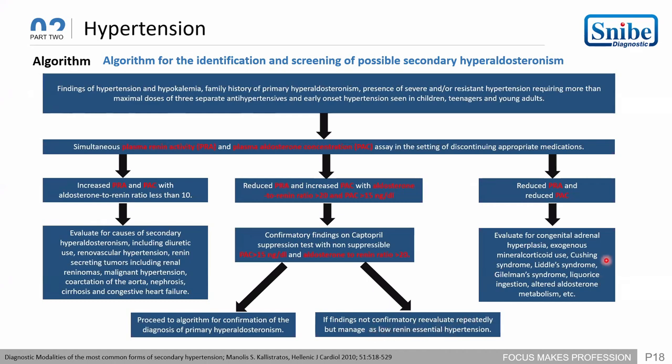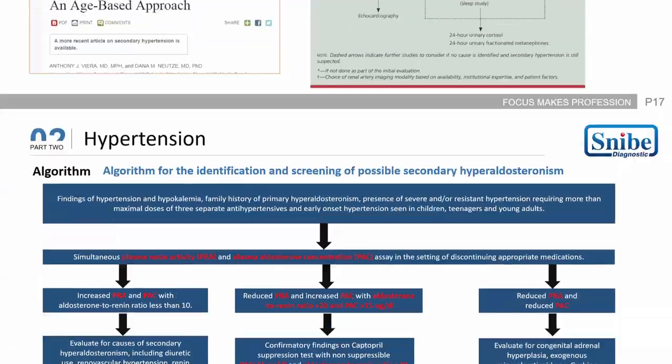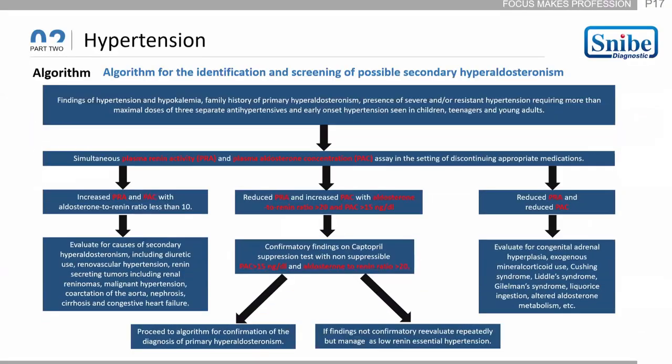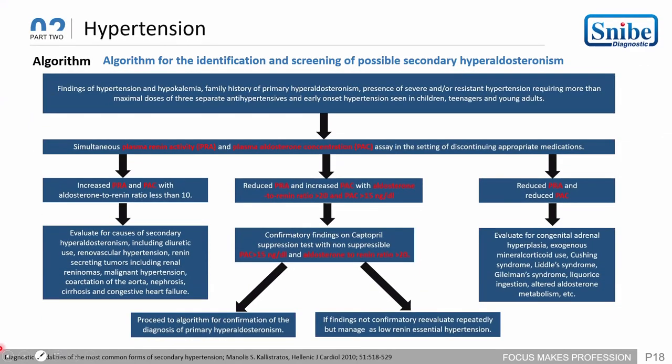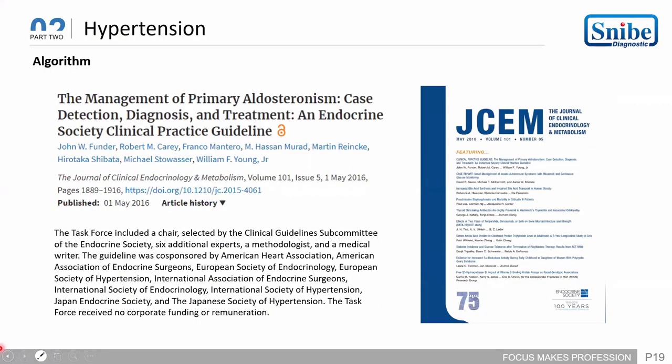Then the reduced PRA and reduced PAC help them to evaluate congenital adrenal hyperplasia, exogenous mineralocorticoid use, Cushing syndrome, Liddle syndrome, Gordon syndrome, and licorice ingestion, which alters aldosterone metabolism as well. So this is about the hypertension algorithm for the identification and screening of possible secondary aldosteronism.